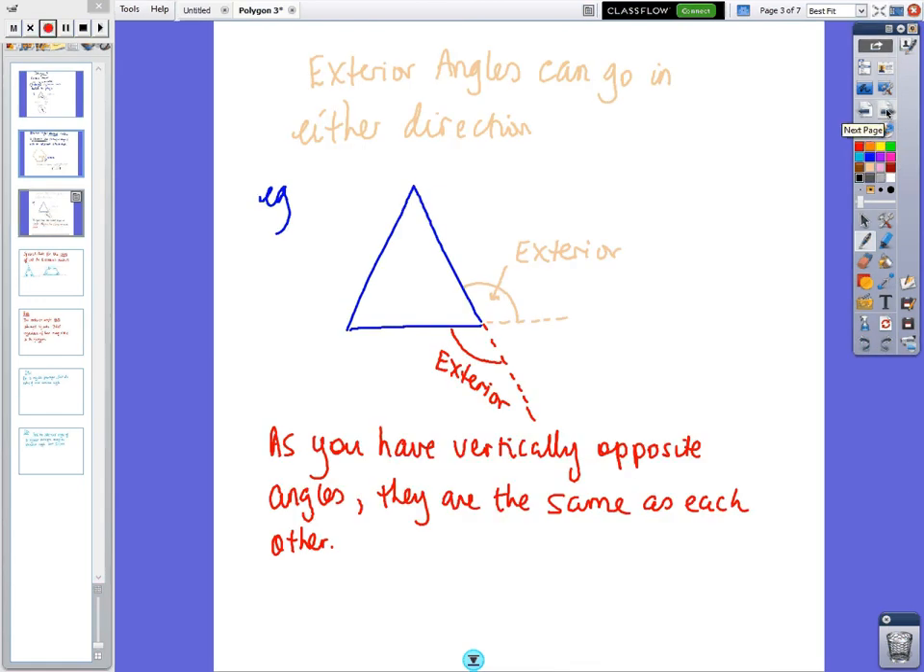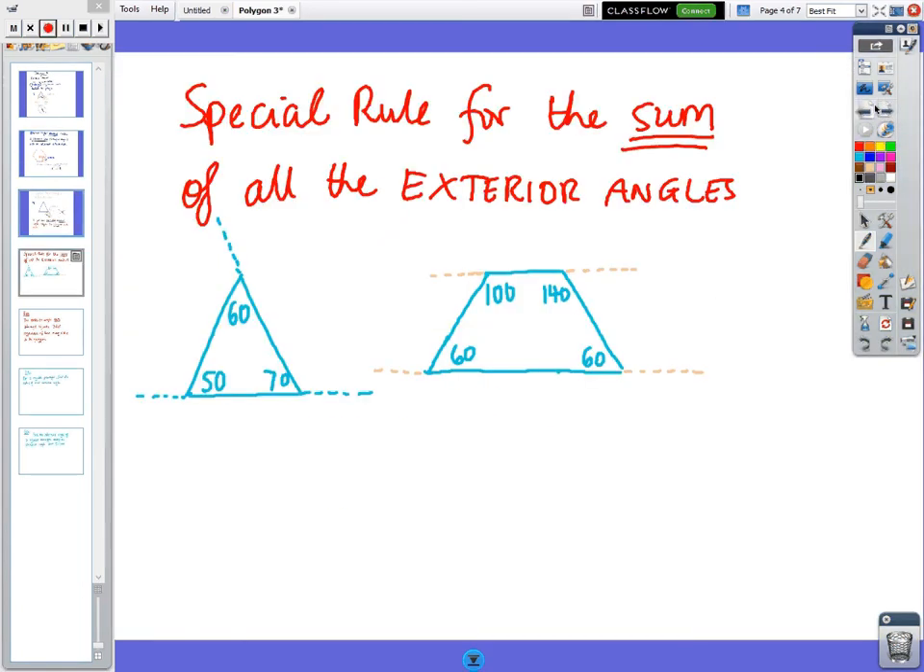Okay, so exterior angles can be drawn in both directions. So if I went across that way, then the exterior is there, or if I went down, the exterior is there, and the interior is inside. Now you've got a cross, so once you've got a cross, you've got vertically opposite angles, and vertically opposite angles are equal. So it doesn't matter which way you go, you're going to get the same answer. Okay, copy that and come across when you're ready.